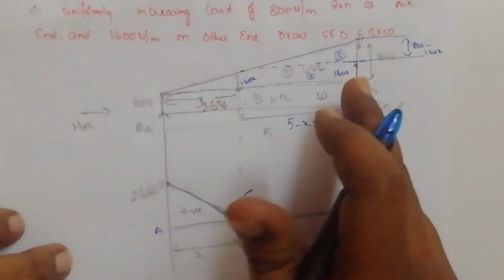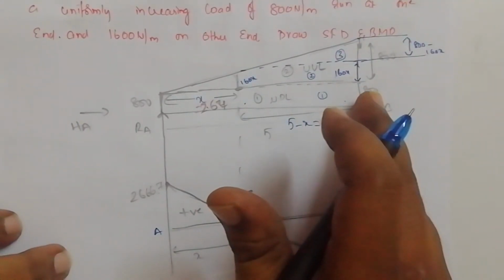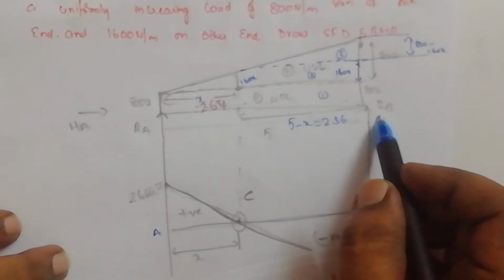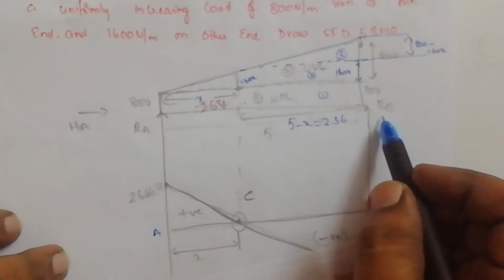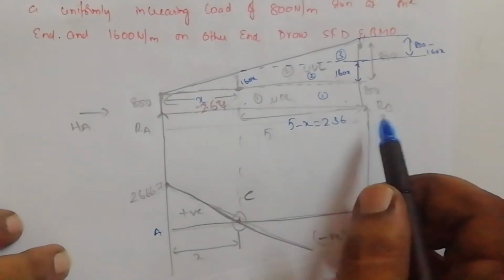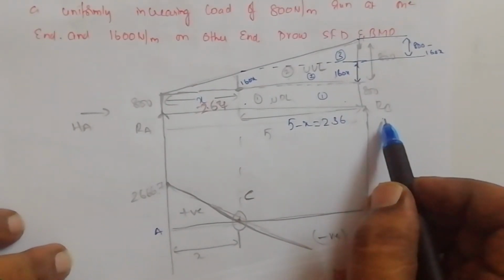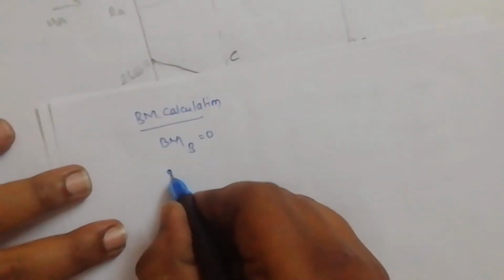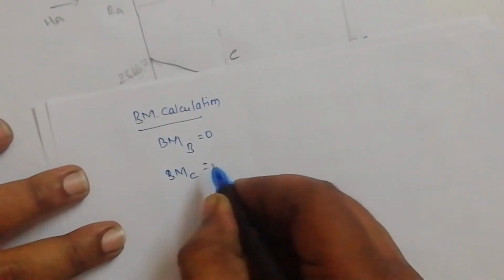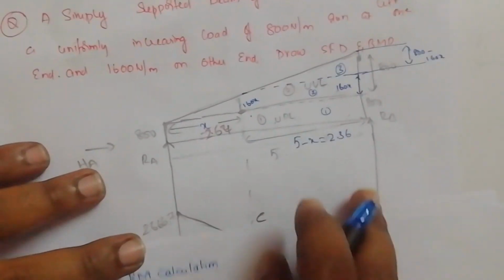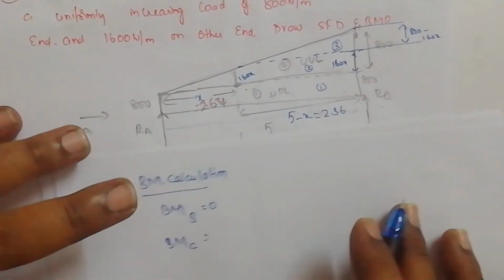Why 0? No force is present to the right side of it. Even if a load is present at point B, there is no distance because RB at B is acting exactly at that point. The distance between RB and B point will become 0. Next is bending moment at point C. So B we have solved, C we are coming to. So when I come to C, let us take the calculation part.